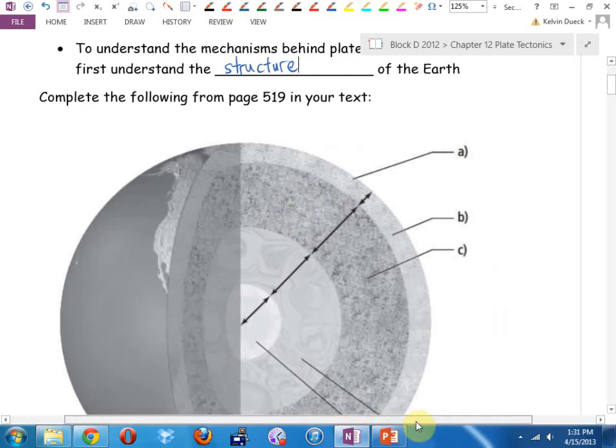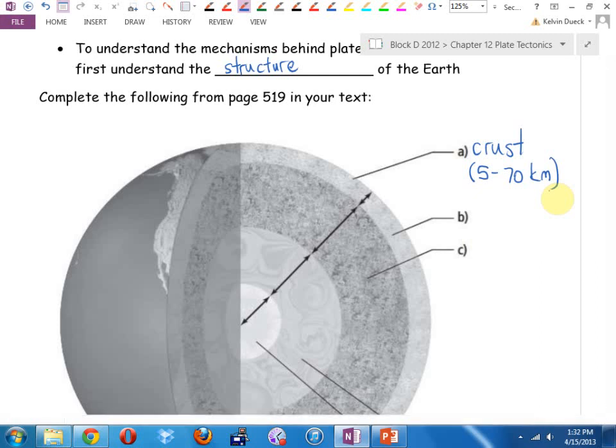It looks like this. First of all, on the outside, we have the crust. Its thickness is anywhere from 5 to 70 kilometers. That's the dirt, that's the gravel, that's the rocks, that's what you think of when we're talking about the Earth's surface. But there's much more to it than that. We have the upper mantle and the lower mantle.